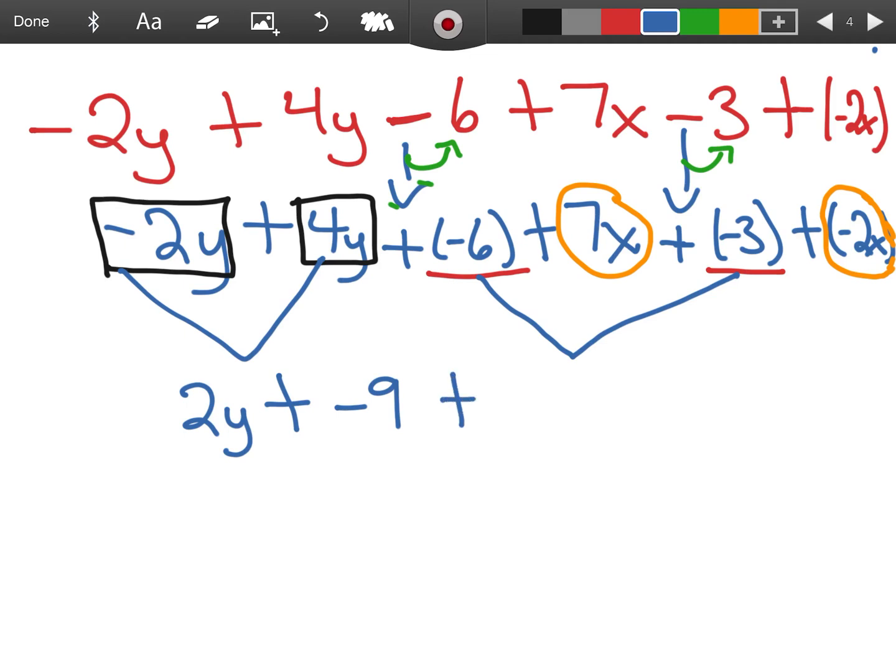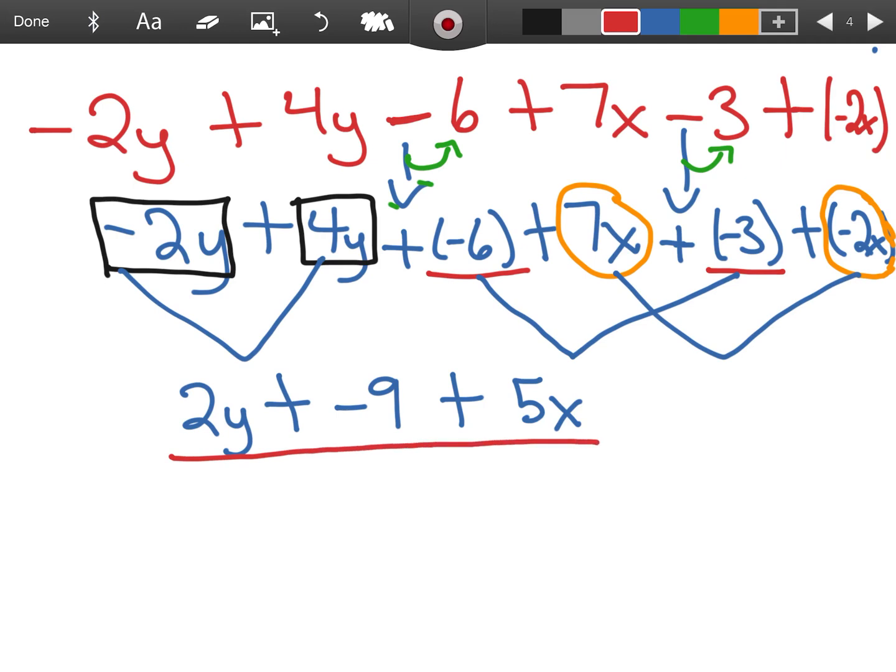Now I'm going to focus on my circles. 7x and negative 2x. I have different signs, so I'm going to subtract. 7 take away 2 gives me 5x. And my answer, 5x, is going to stay positive because I have more positives. So now I have 2y plus negative 9 plus 5x. If I notice, all three are different. I have y's, I have a number without a variable, and I have x's. So that means that I cannot add these three. This is my answer, 2y plus negative 9 plus 5x.